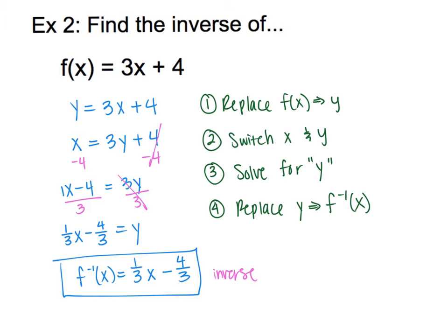The reason why you have to replace y with the inverse is because y in the very beginning is 3x plus 4, so you cannot say that y is this other expression here, or else that wouldn't make sense, that y equals two different things. So you have to call it something else. And that's basically it. Those 4 easy steps will help you solve for an inverse function.